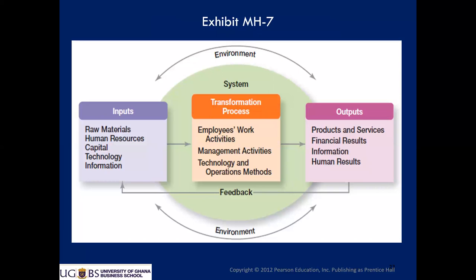Okay, so you can look at how the system works. We have the employees, the management activity, the technology, and the operations methods. That is the transformation process. That is what transforms the raw material, the inputs, the human resources, the capital, the technology, the information. Then we can have various products and services, various financial results, various information, various human resources. So the system is within the transformation process. And sometimes we say that the system could incorporate the inputs and outputs, whether in a closed or an open system.